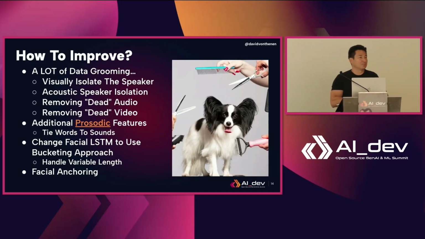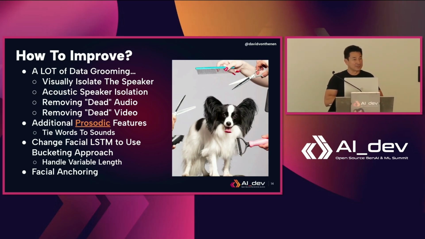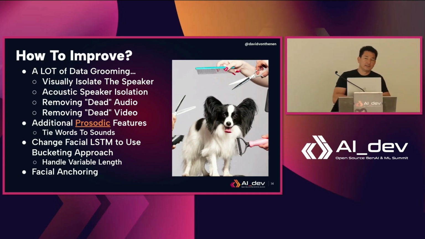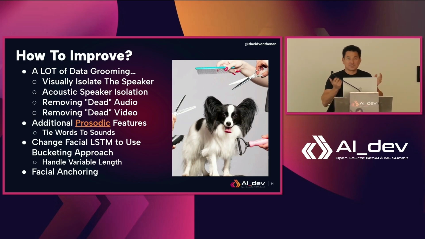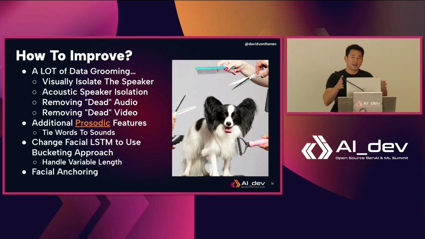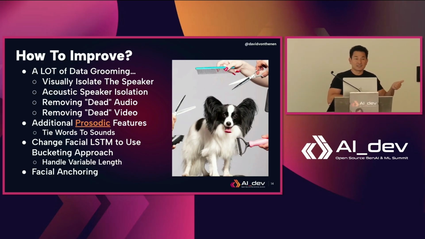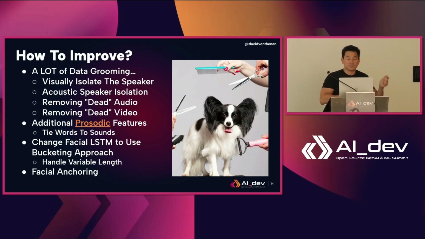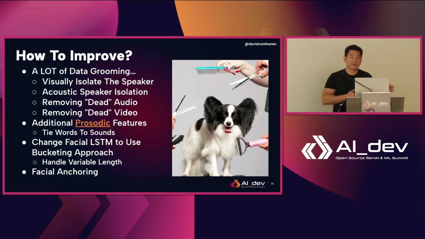So like most data scientists, it always starts with data grooming, and unfortunately it's a lot of it. We're going to clean up their data. I actually took the time and exercise of cleaning up every single video clip that they had to isolate what we're interested in. So we want to visually isolate the speaker. We don't want to have other people in the background. We want to acoustically isolate the speaker. We want to remove dead audio and dead video.